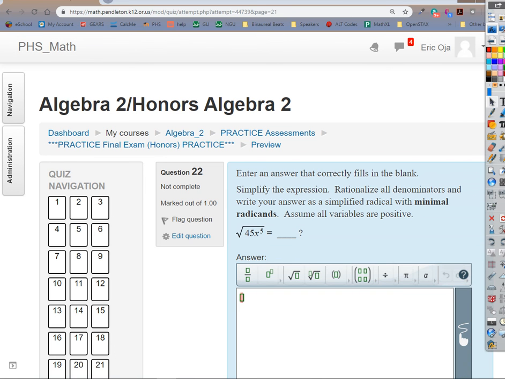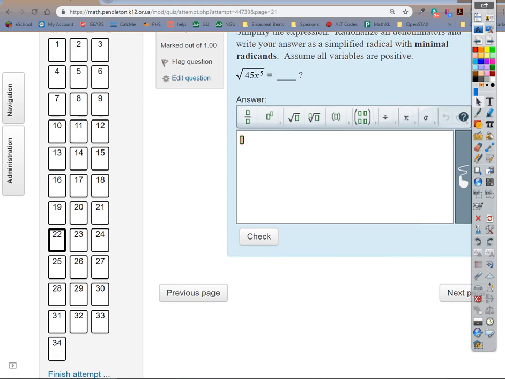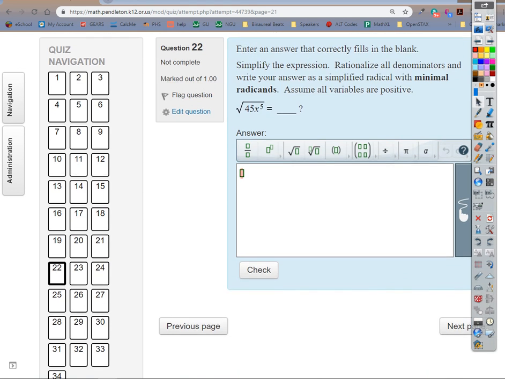So then there's some simplifying radicals. That looks pretty familiar, right? So what do we do with this? I've got the square root of 45x to the 5th. So we've got to break this up. Remember, please don't start chit-chatting. I want everybody's focus up here. We've got to be really efficient. We don't have a lot of time.